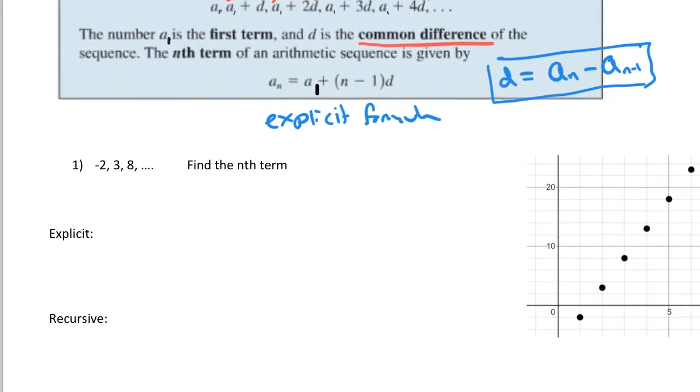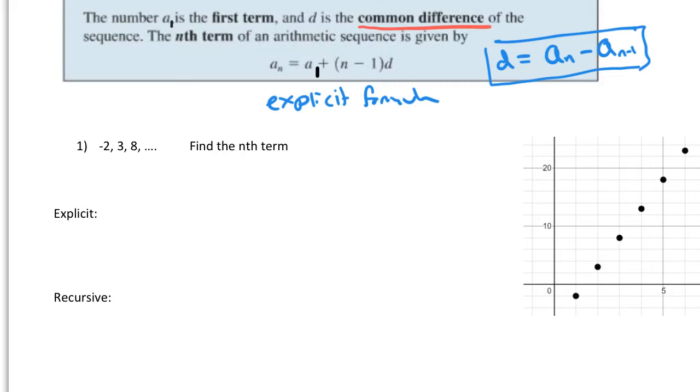So let's look at a problem like 1. Find the nth term. That really just means write an explicit formula, a sub n. I want to be able to find any term I want, the nth term. In order to do that, I need the first term and the common difference. If I look at the sequence, negative 2, 3, 8, you can probably come up with the common difference pretty quickly. But let's just pretend we can't. Pretend we don't have any ability to do addition just by looking at it, like we have to use this formula.